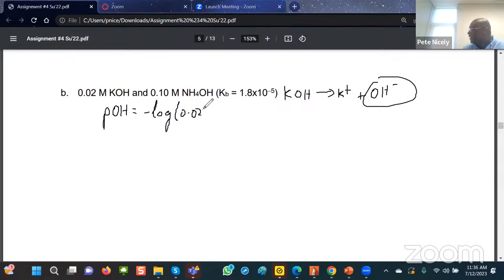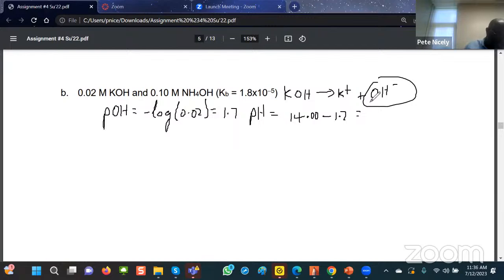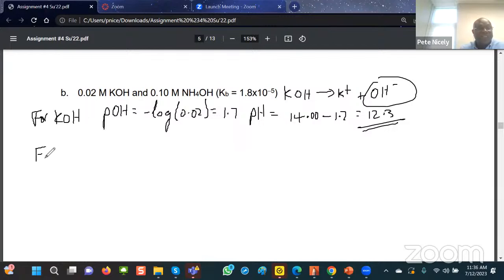0.02, right? And that is, according to my calculations, equal to 1.7. So therefore, the pH of this solution will be equal to 14.00 minus 1.7. According to my calculations, this works out to be equal to 12.3. So that's the pH for the potassium hydroxide. So we have to do a similar calculation for the ammonium hydroxide.